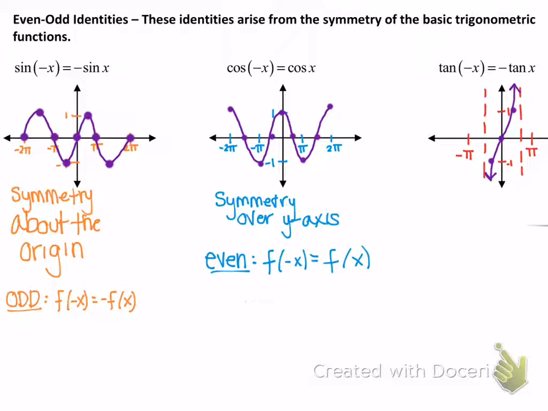And then our last one, our tangent function, is the same thing as our sine. So it has odd symmetry about the origin, f of negative x equals negative f of x.